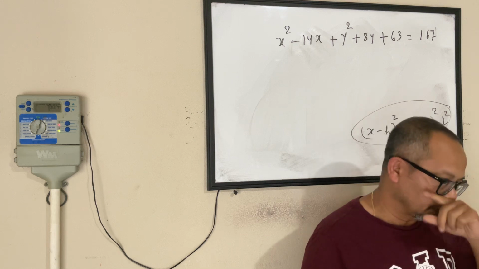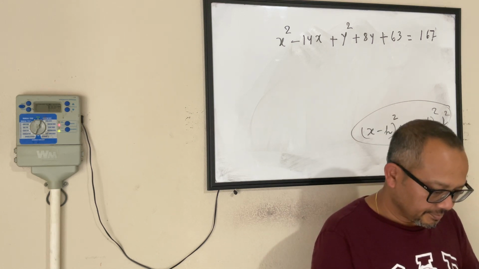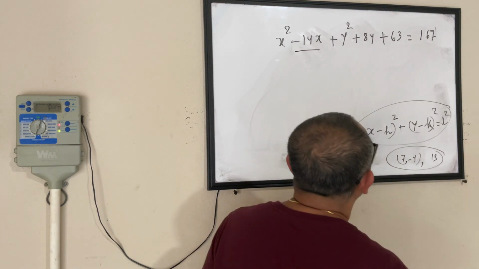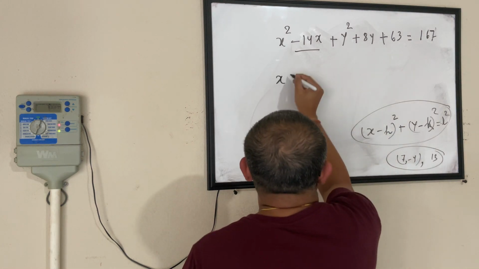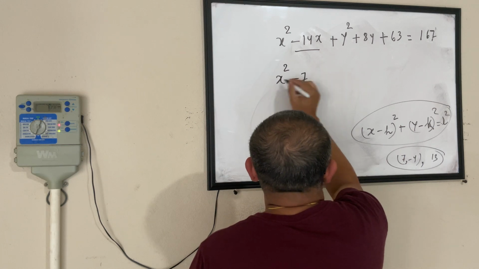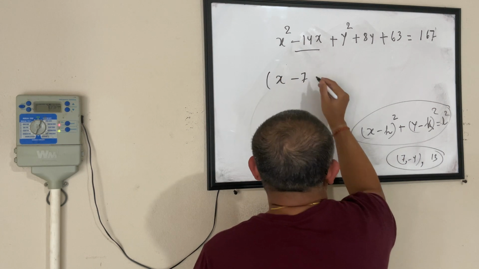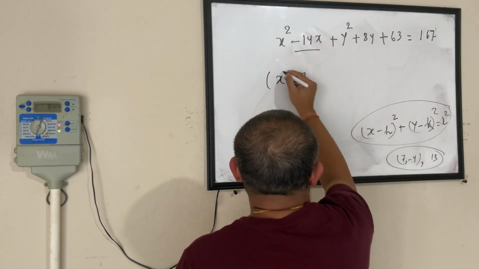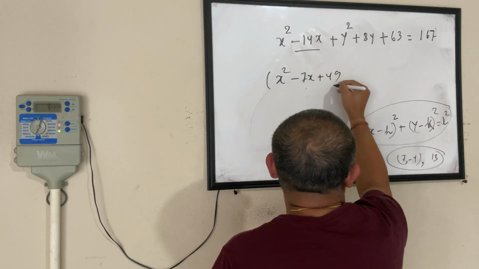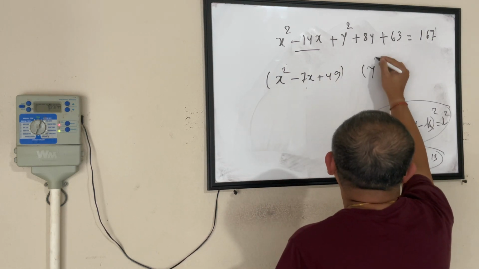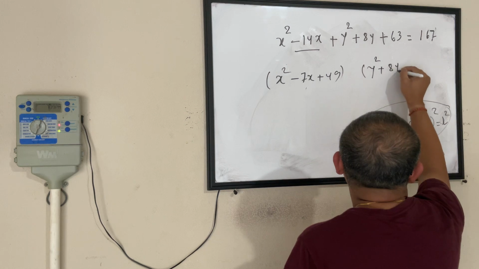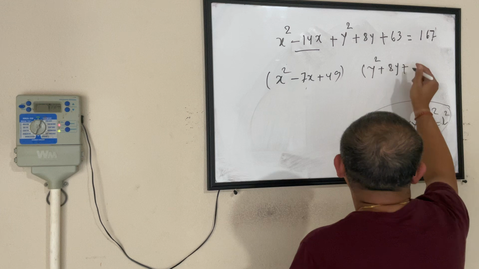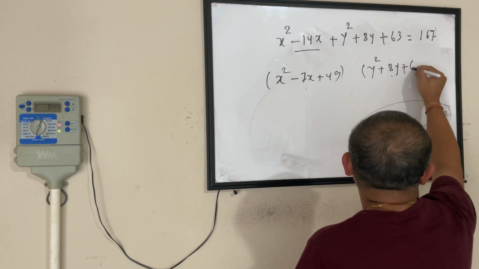Okay, for the approach part, I see we have a negative 14x. So first I expanded that. So I did x squared minus 7x, plus 49. And then for the y part, I did y plus 4, squared, which is y squared plus 8y plus 16. So we could just rewrite that as y plus 4 squared for the standard equation.